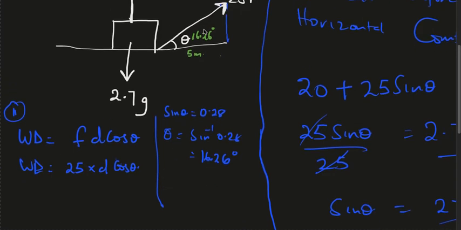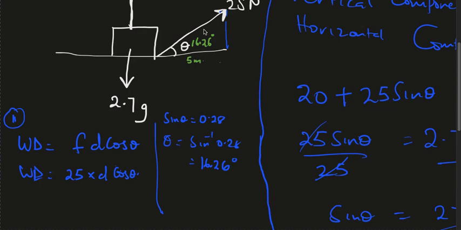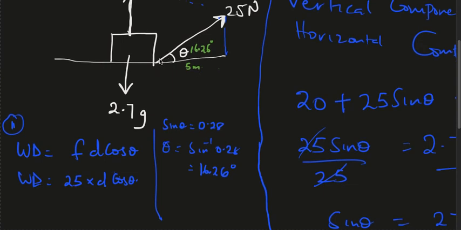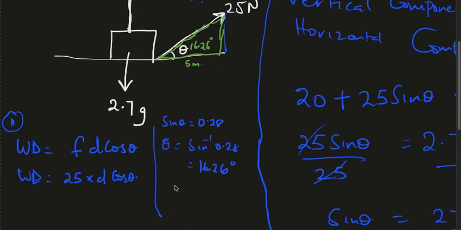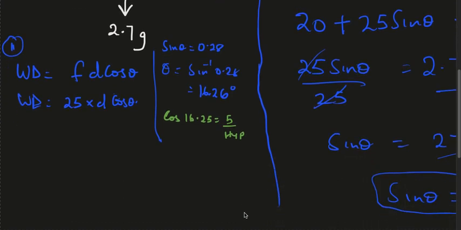So we have the angle, we need to get the hypotenuse, because we are considering this triangle. Hope you're still following. We are considering this triangle here, and it is a right angle triangle, so we are going to borrow ideas from trigonometry. So we are going to say cos of 16.26 is equal to 5 over the hypotenuse.